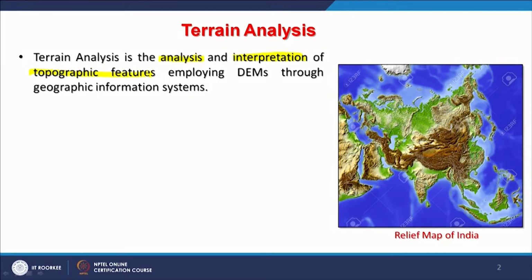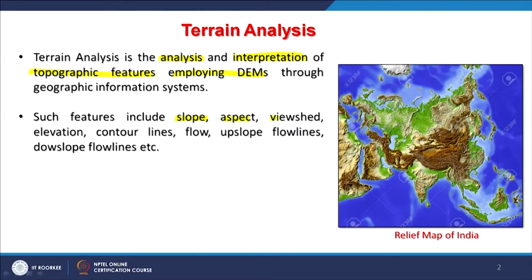And basically on a GIS platform, to do this kind of topographic feature analysis and interpretation, we employ digital elevation models. So, in very simple words, this is how we can define what terrain analysis is.